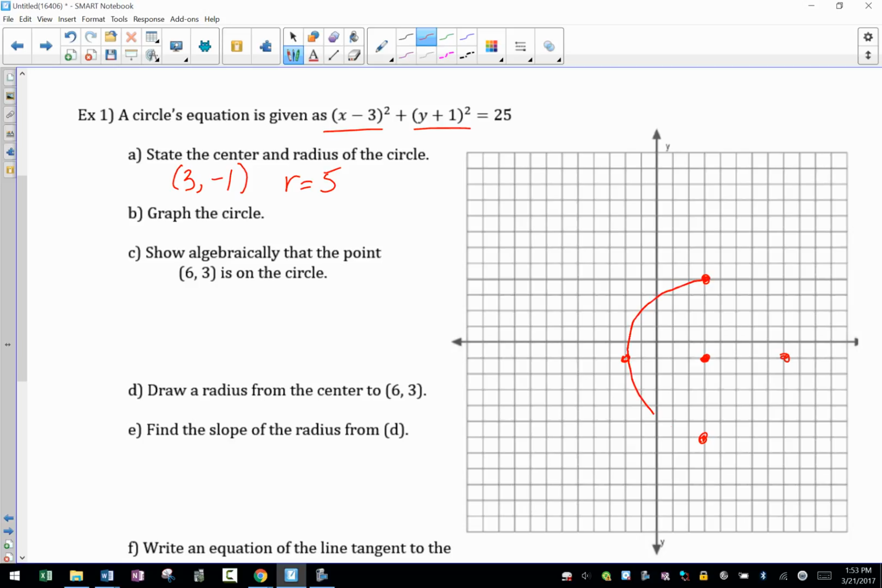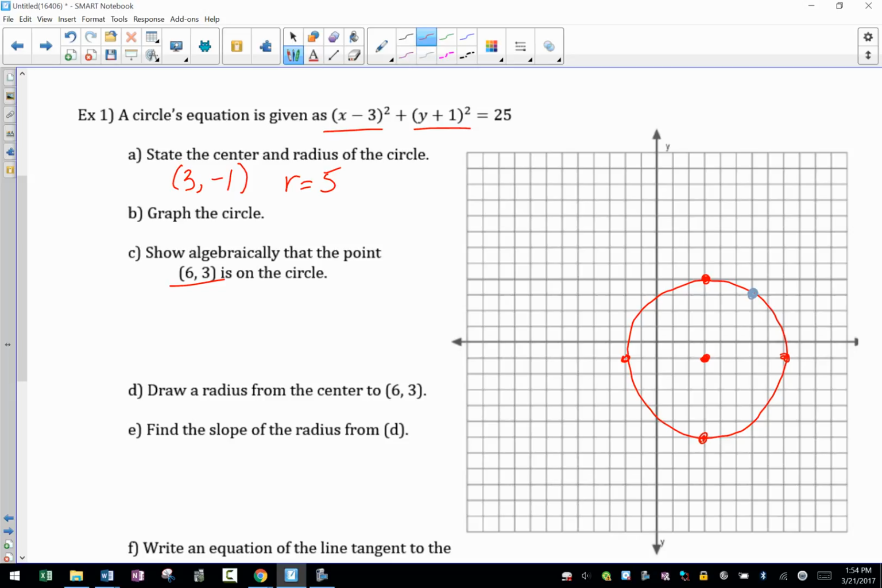Looks something like this. Ooh, that's not so bad. That's not too bad at all. Show algebraically that (6, 3) is on the circle. So let me just graph it. 1, 2, 3, 4, 5, 6, 1, 2, 3. And hey, it's even close to mine.